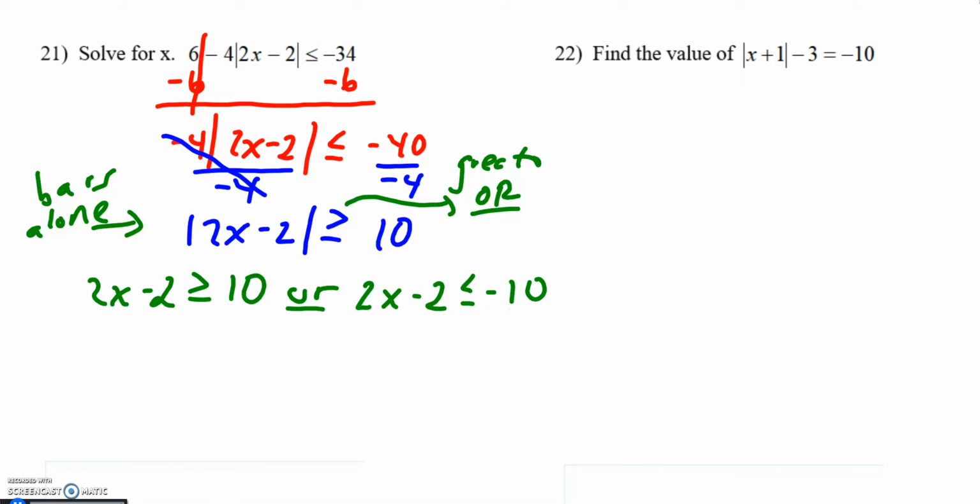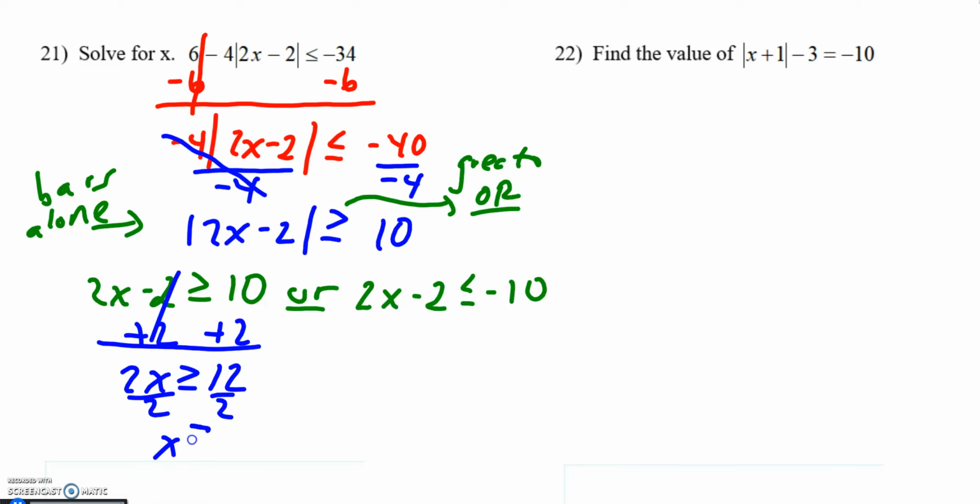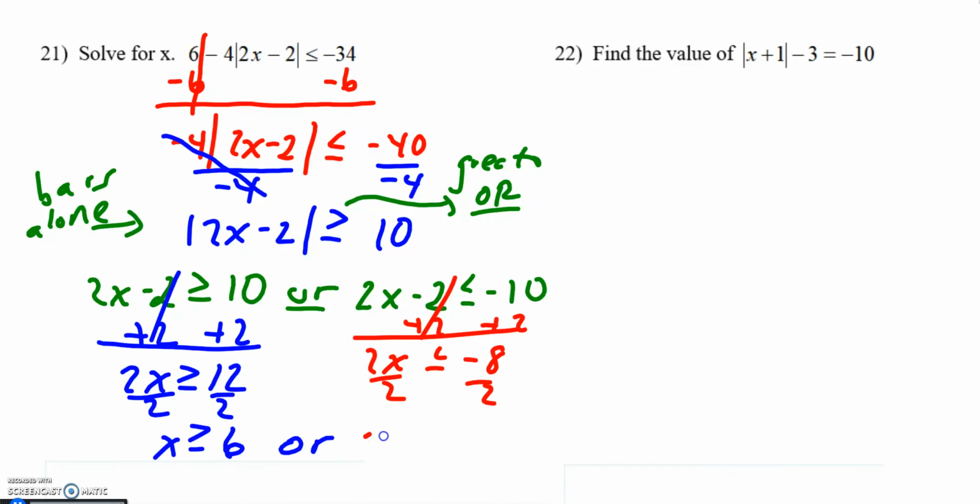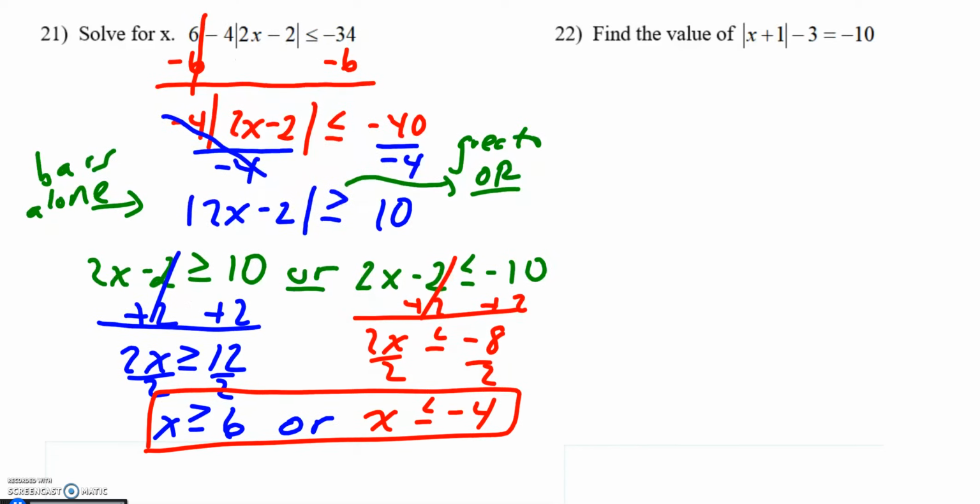So if I solve these both separately, this first one, if I add 2, 2x is greater than or equal to 12, x is greater than or equal to 6, or add 2 here, 2x is less than or equal to negative 8, divide by 2, or x is less than or equal to negative 4. So this is my answer algebraically.